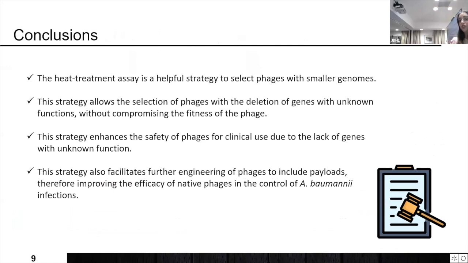So to conclude, the heat treatment assay is a very helpful strategy to select phages with smaller genomes. It selects phages with deletions of genes with unknown functions without compromising the fitness of the phage. And this is very important because it enhances the safety of phages for clinical use due to the lack of these genes with unknown function. And this strategy also facilitates further engineering of the phages, for example, to include payloads or reporter genes, therefore improving the efficacy of native phages in the control of baumannii infections.